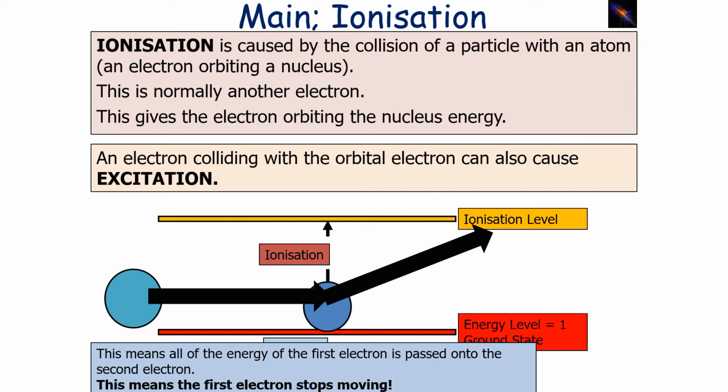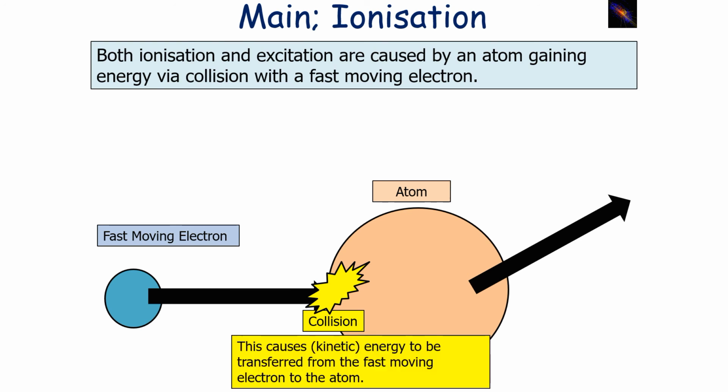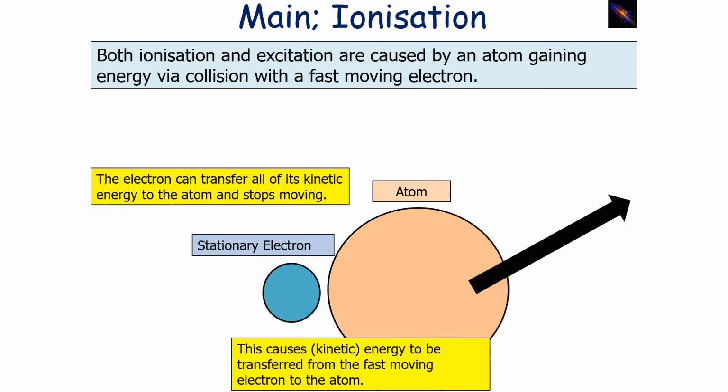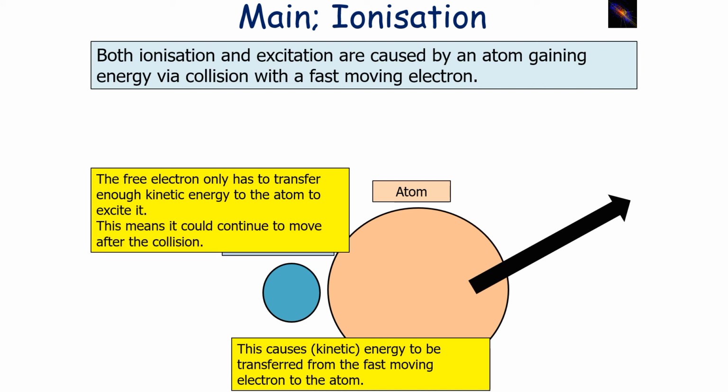Now, this means that the first electron can actually stop moving. So both ionization and excitation are caused by an atom gaining energy via a collision with a fast moving electron. Now the fast moving electron is moving in an electrical current. This causes kinetic energy to be transferred from that fast moving electron to the actual atom. The electron can transfer all of its kinetic energy and stop moving, or it could in fact just slow down. The free electron only has to transfer enough kinetic energy to the atom to excite it. This means it could continue to move after its collision.